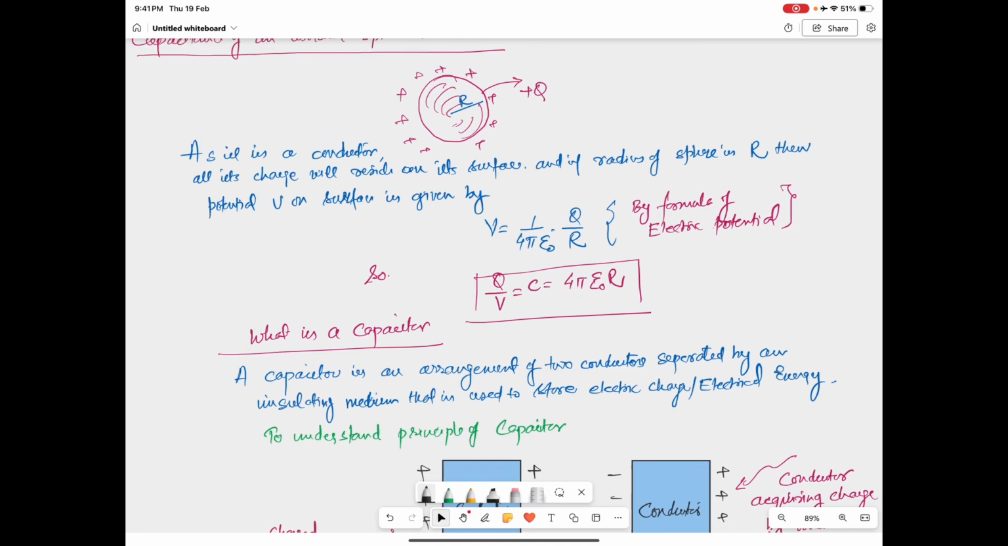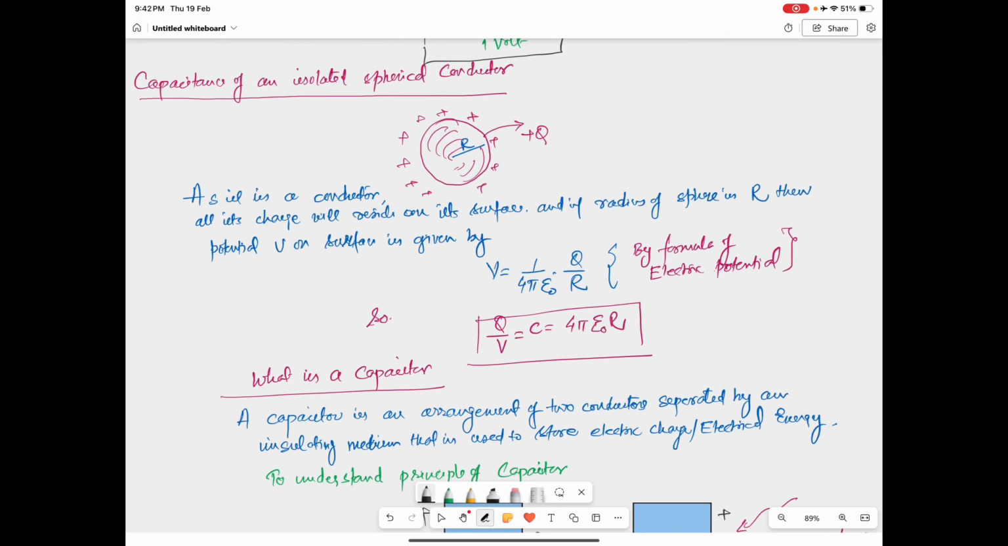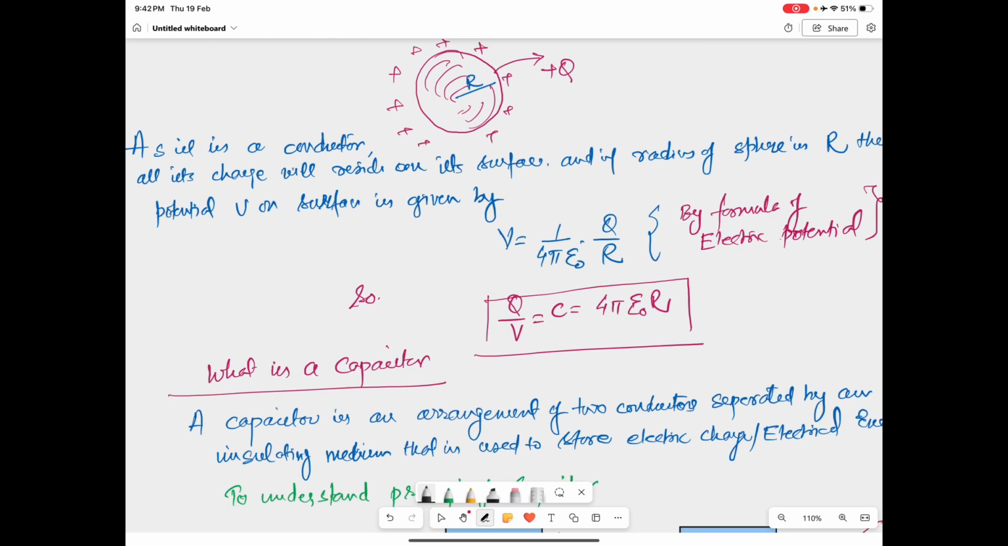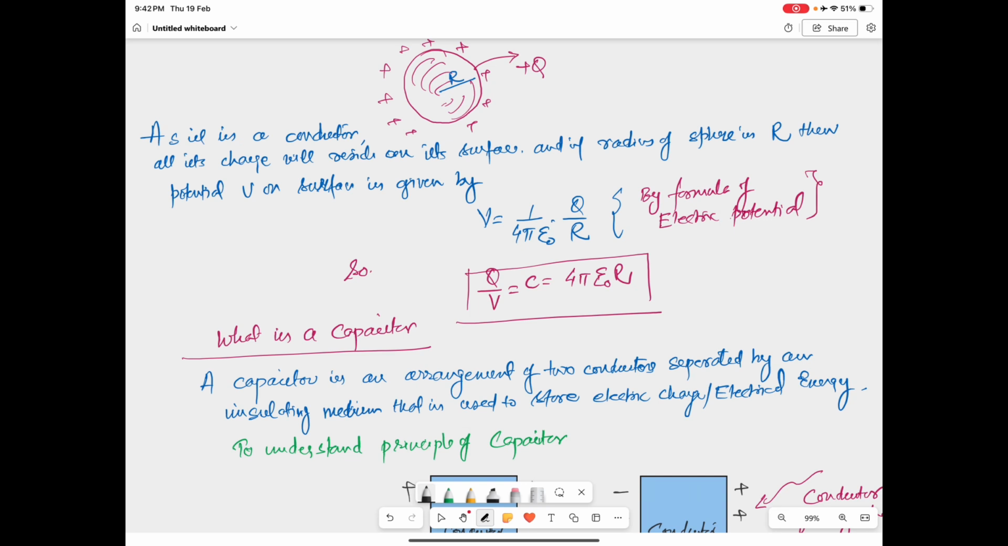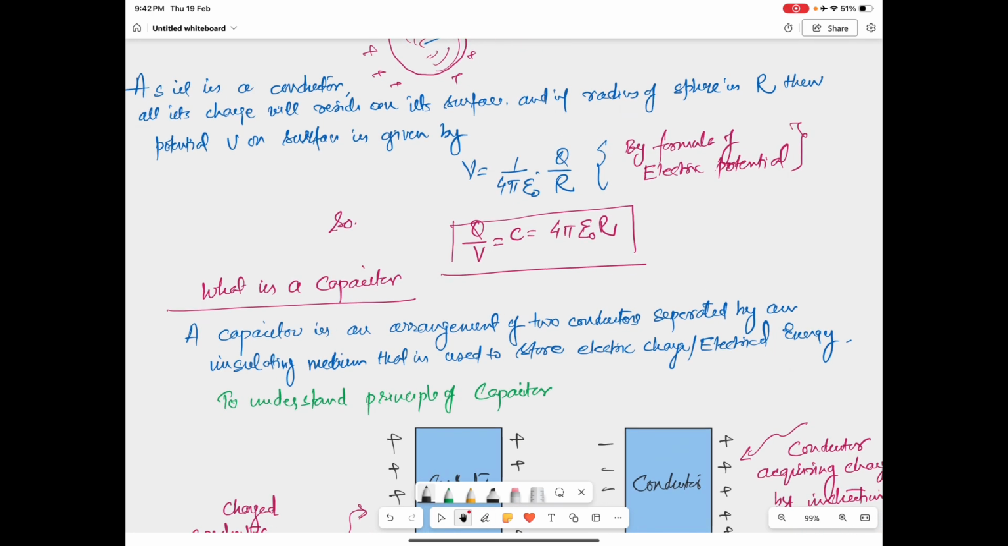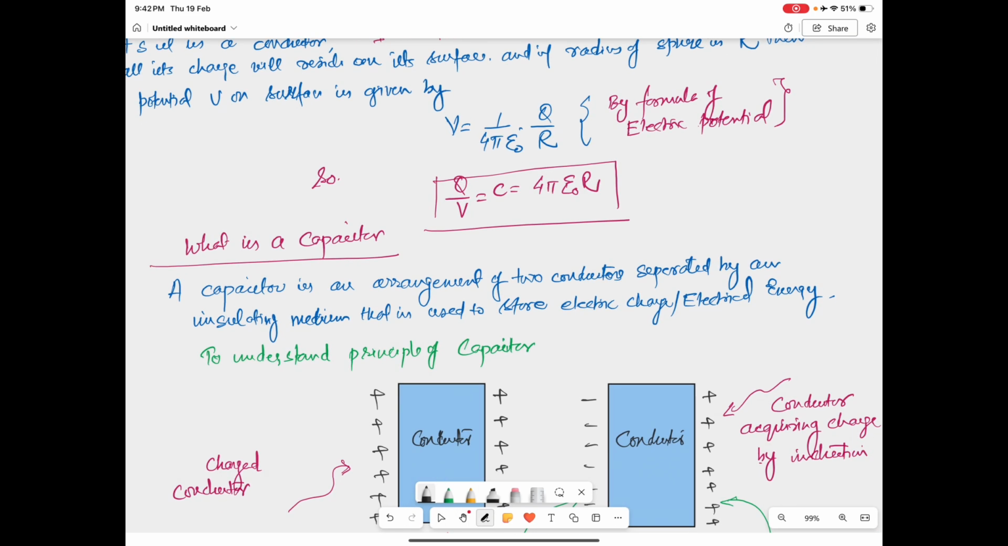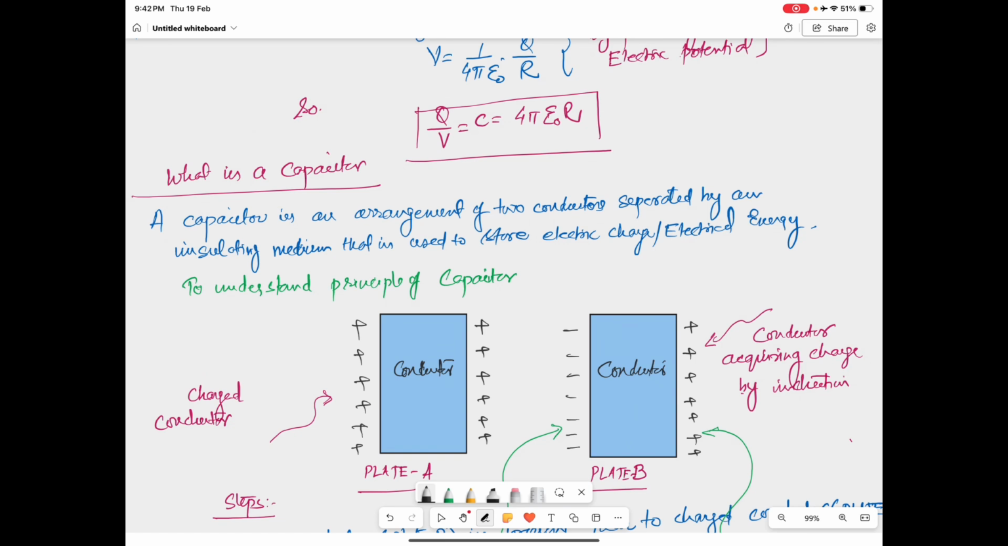Now, after having understood a simple example of an isolated spherical conductor, I will come on to the concept of a capacitor. You might all have heard of the capacitor. Capacitors are widely used in electronic circuits along with transistors, diodes and triodes. Those capacitors are a very important part of any electronic circuit that we use in all our electronic devices. A capacitor is an arrangement of two conductors separated by an insulating medium that is used to store electric charge or electrical energy.